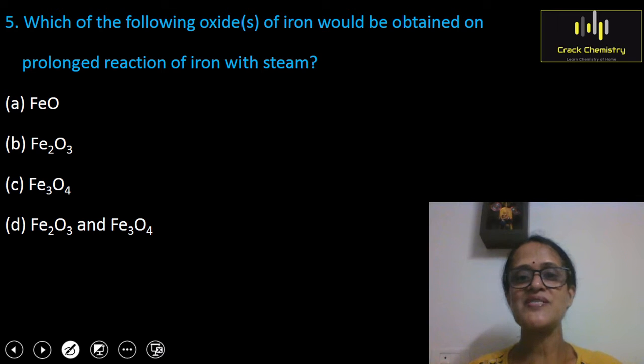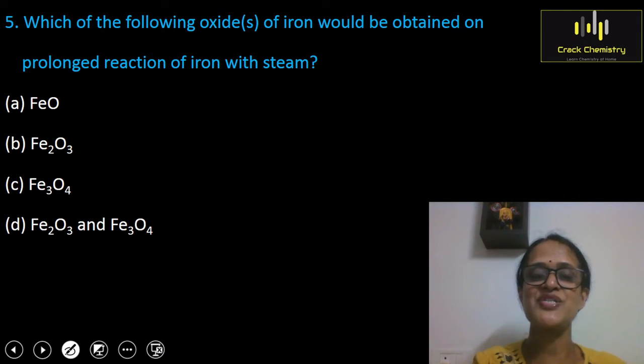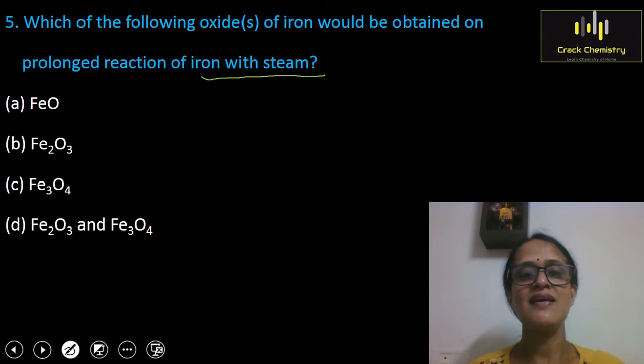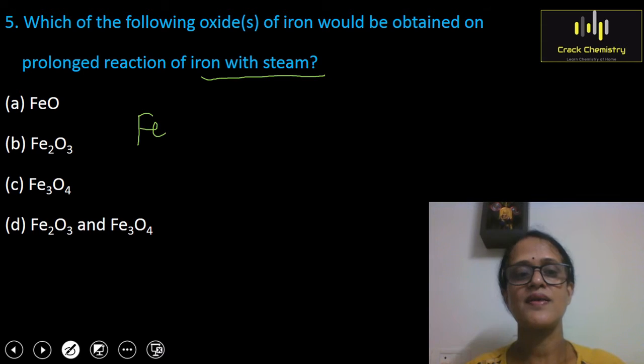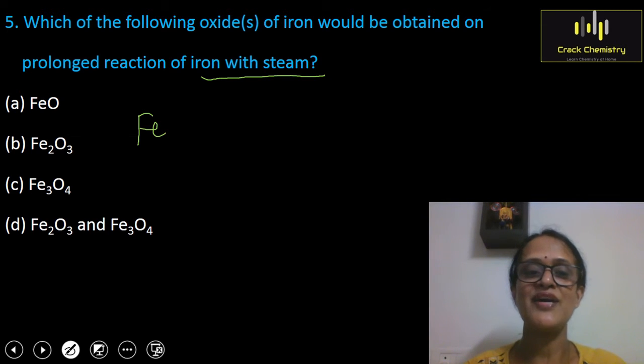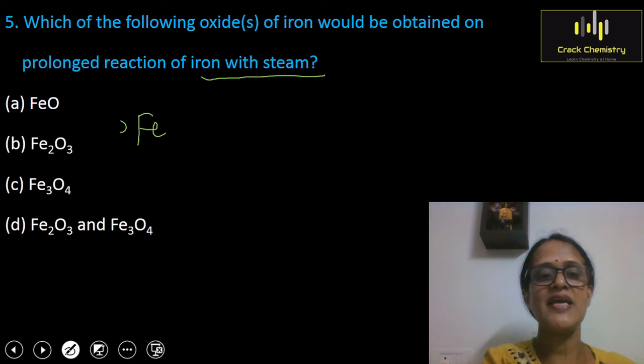Which of the following oxides of iron would be obtained on prolonged reaction of iron with steam? Children, we have discussed in the previous question that iron neither reacts with cold water nor with hot water. It reacts with steam only. So on prolonged reaction with steam, iron produces Fe3O4 and hydrogen gas. The reaction can be written as 3Fe + 4H2O.